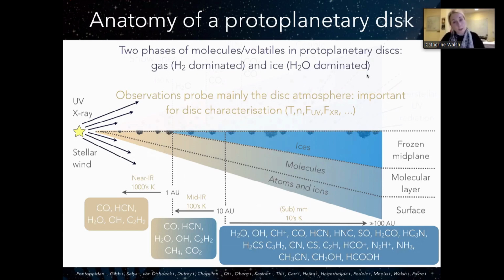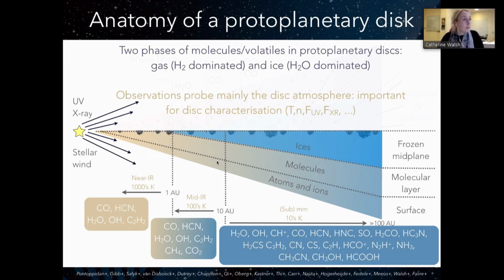So disks are not geometrically thin objects. They actually have some vertical extent that's driven by warming of the gas, by heating radiation from the central star. So disks have this characteristic three-dimensional structure. We have a very cold, dense midplane where we can get ices forming very much via the same processes as we see in molecular clouds.